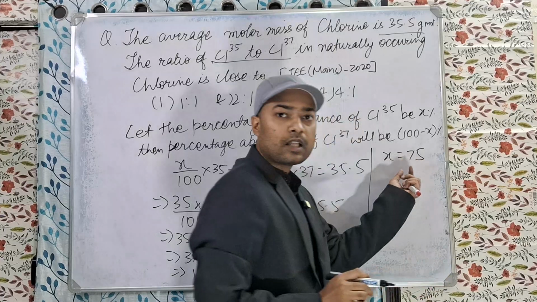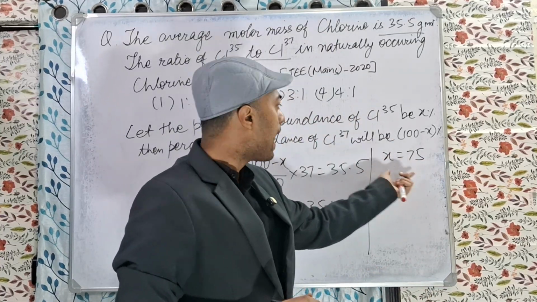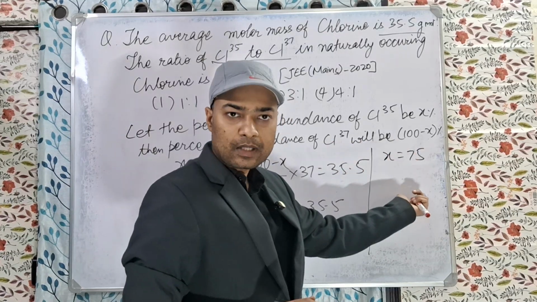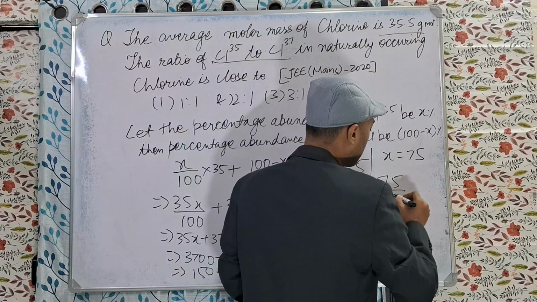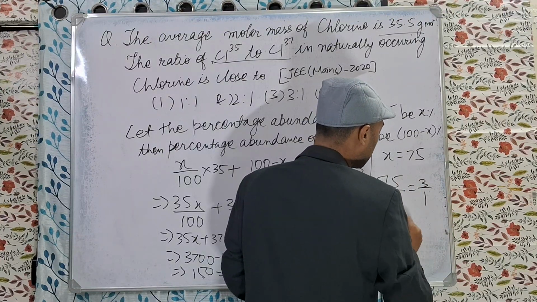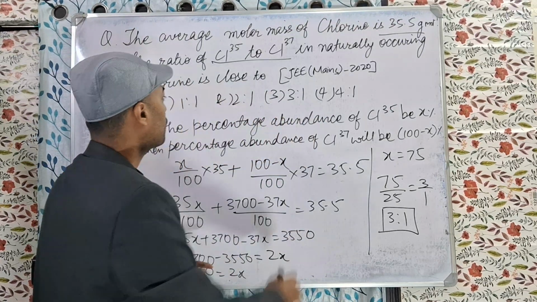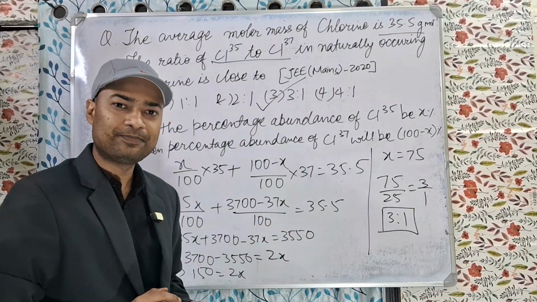So that means the percentage abundance of chlorine 35 will be 75%. And that of chlorine 37 will be 100 minus 75, that is 25. So if you take the ratio, it becomes 75 by 25, that is 3 by 1, so the answer is 3:1. So this option 3:1 becomes our answer.